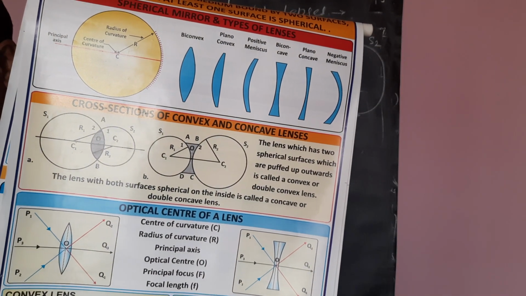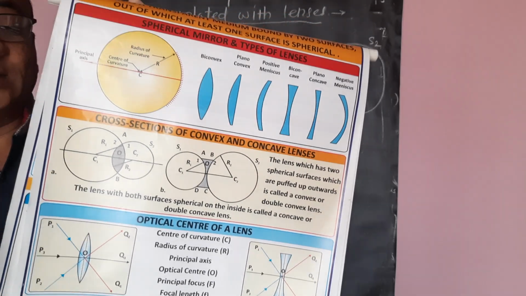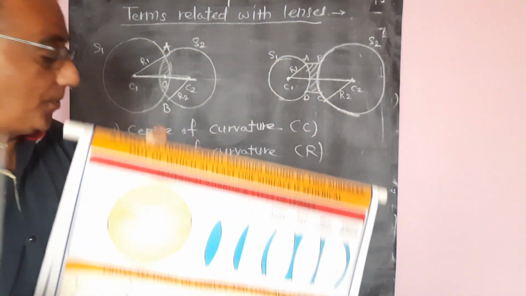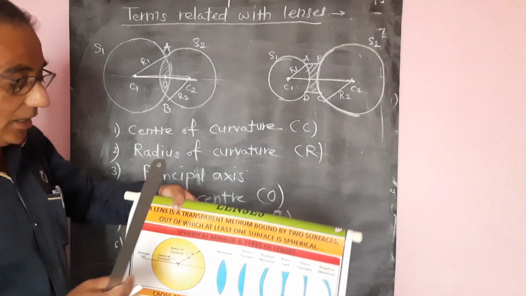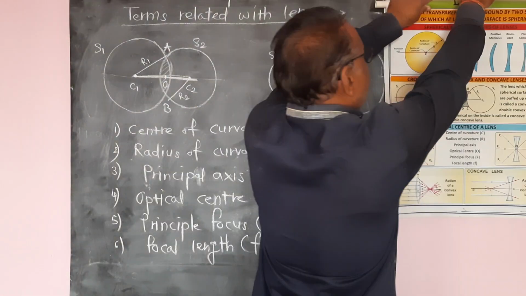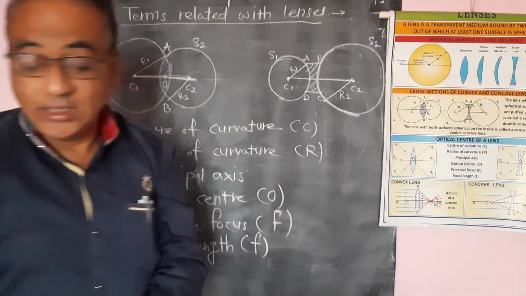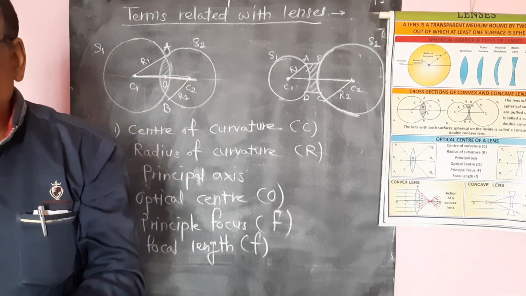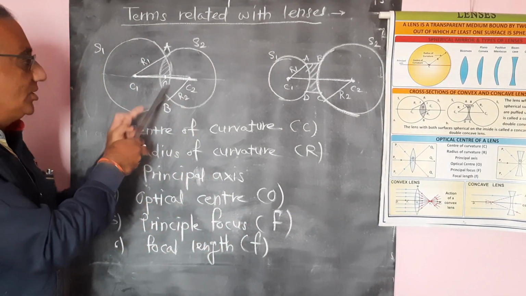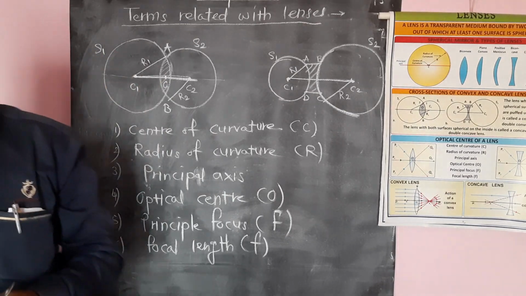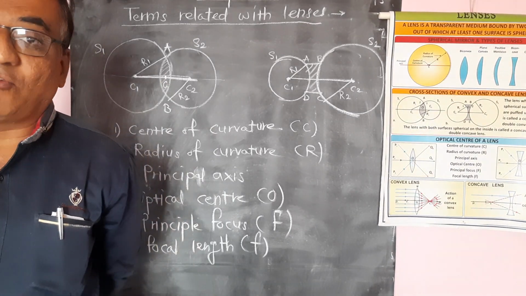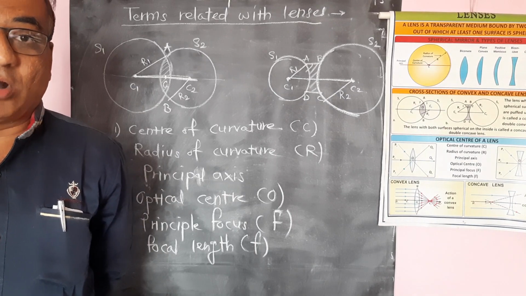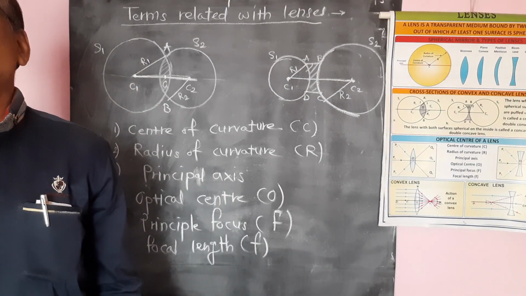Right, now here we find that let us turn toward the last definition, that is nothing but the focal length F. Now what is the definition of focal length? The distance between the optical center and the principal focus of a lens is called the focal length.